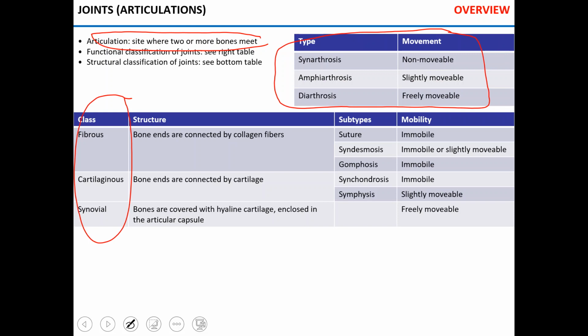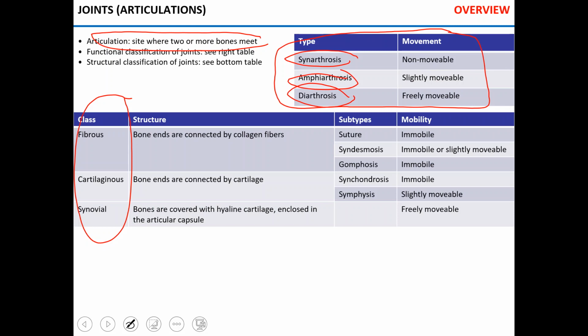So functionally, joints can be classified into non-movable, called synarthrosis, slightly movable, amphiarthrosis, and freely movable, diarthrosis.